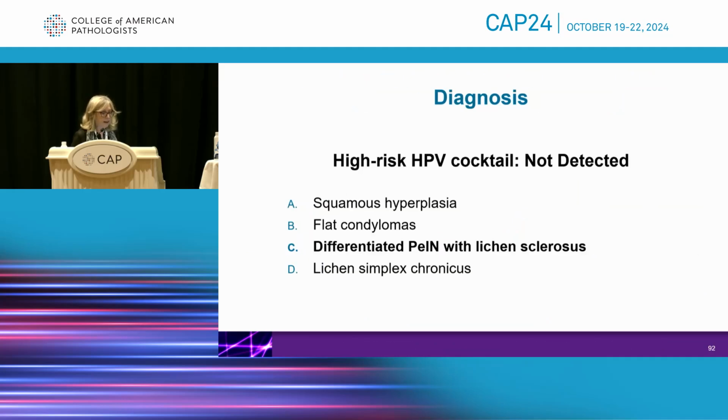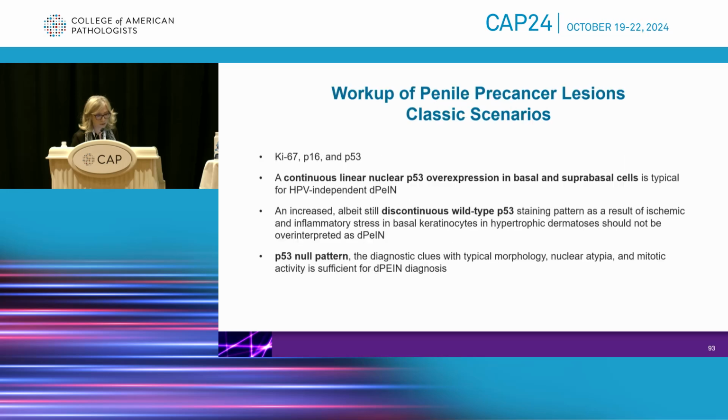In our case, given the P16 positivity, I did a high-risk HPV cocktail, which was not detected. So as most of you diagnosed, yes, that's what I diagnosed as well. I diagnosed this as differentiated PIN with lichen sclerosus. And how do we work these up? I do, as I mentioned, especially in the precursors, P16, Ki67, and P53, and most of these are straightforward.